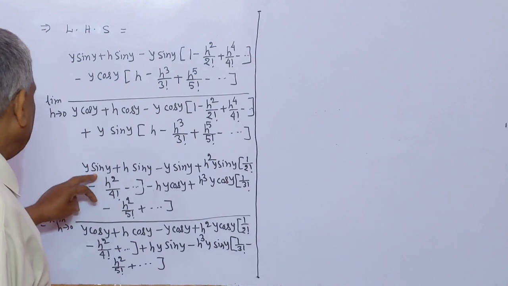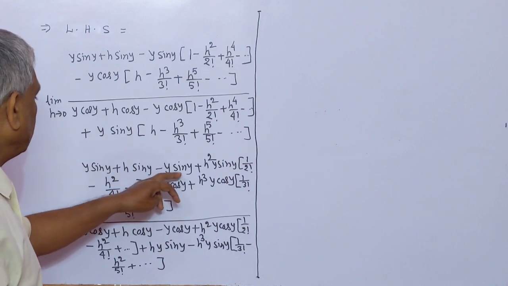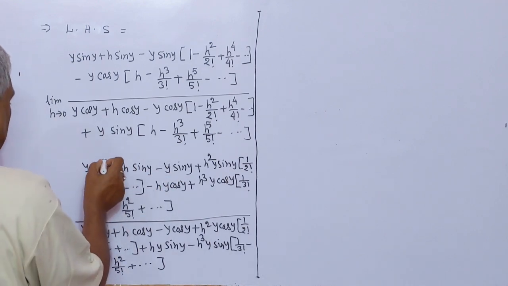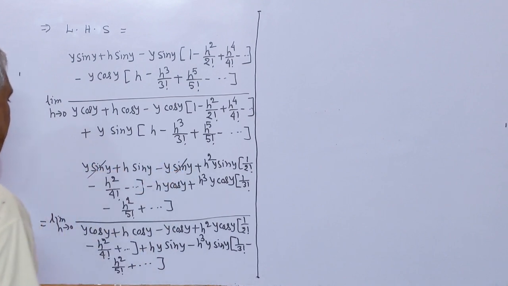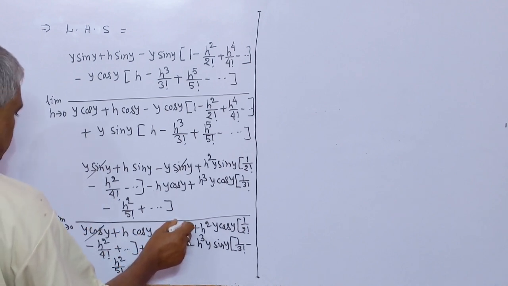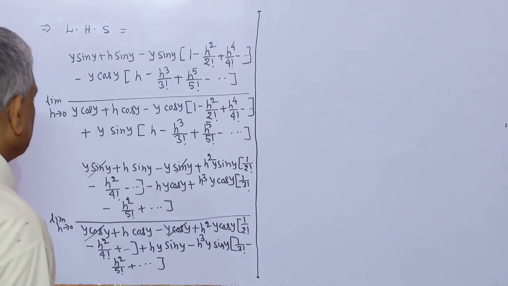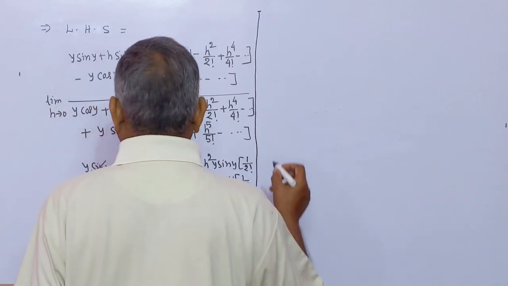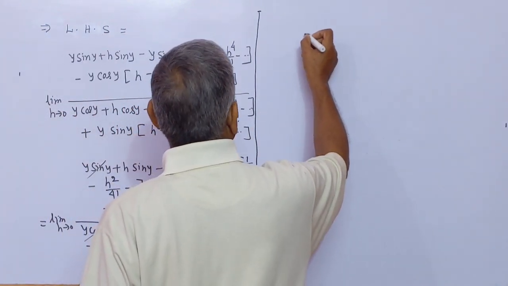Here y sin y plus, here y sin y minus. So this and this term cancel. Here y cos y plus, here y cos y minus cancel. So remains, we take common h.